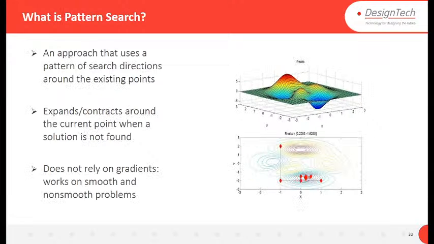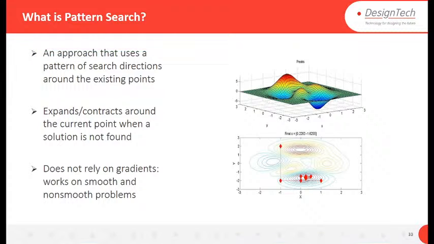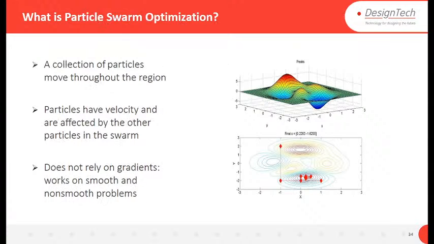In global optimization, we have one algorithm called pattern search. So how does it work? Pattern search is an approach that uses a pattern of search directions around the existing points. It always searches the patterns. If it is not able to find anything in the current pattern at the current point, then it creates another pattern and starts searching in that pattern. It works like this, based on the pattern. It doesn't rely on gradients, and you can use it with both smooth and non-smooth kinds of problems.